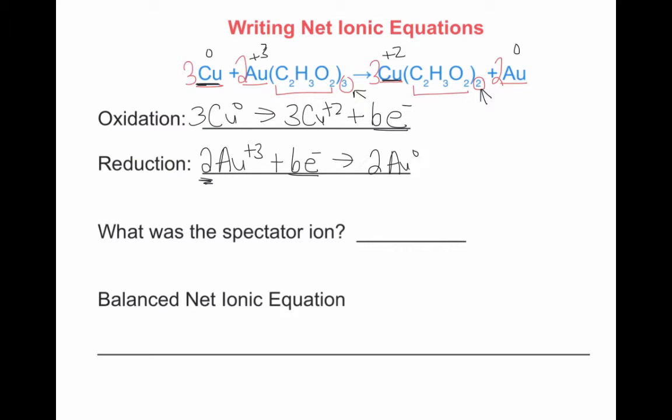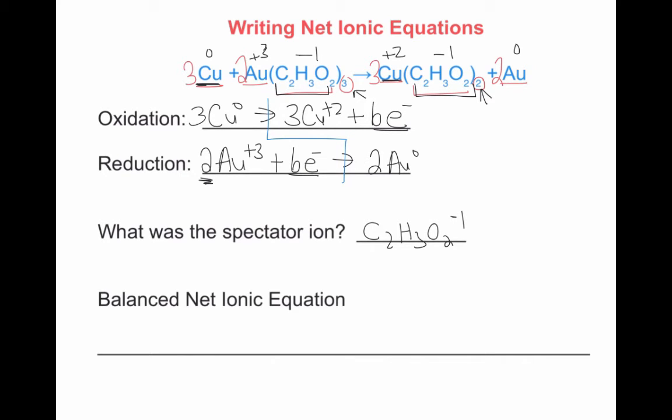The next thing I'm going to do is figure out what is the spectator ion. Well, I can see that this acetate ion right here with an overall charge of -1 has not changed at all as we go from reactants to products. So the spectator ion in this situation is C2H3O2 minus 1.